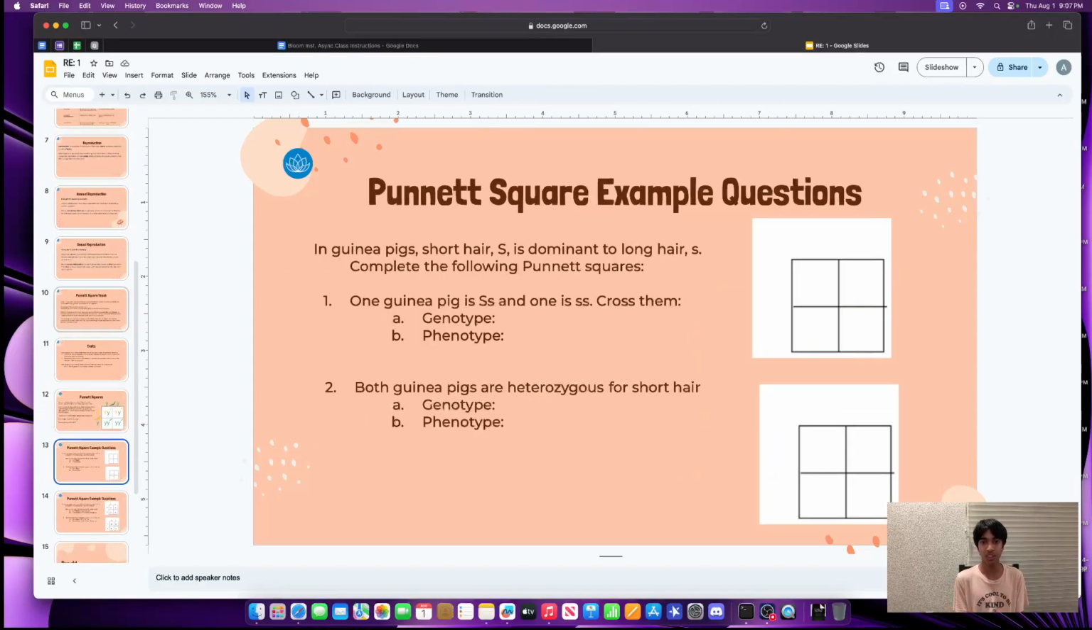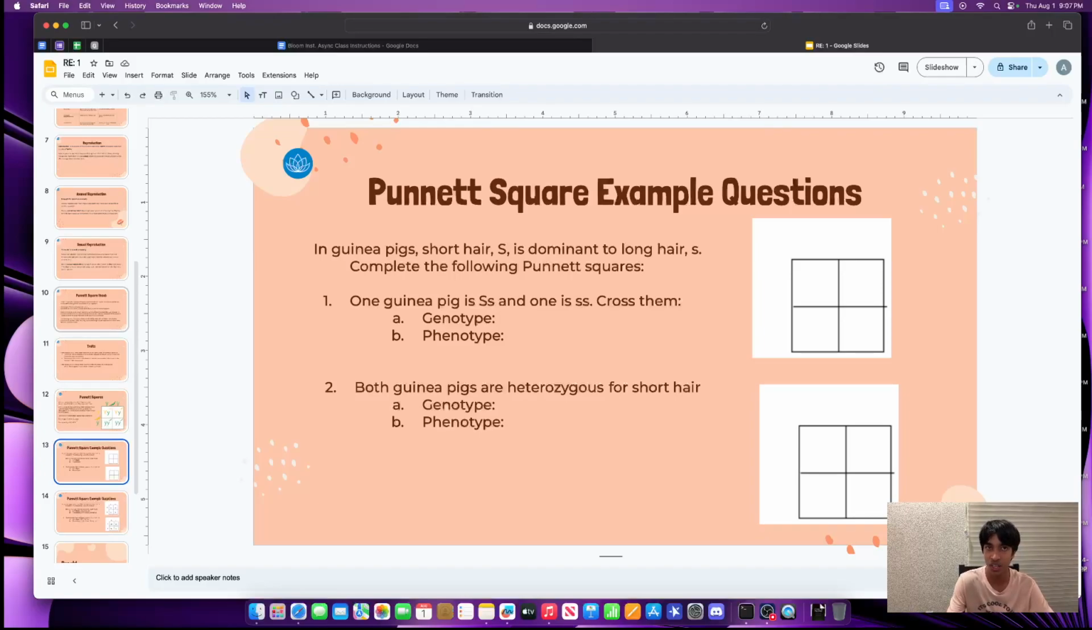So here are some Punnett square example questions. In guinea pigs, short hair, uppercase S, is dominant to long hair, lowercase s, which is recessive. Complete these following Punnett squares. You can maybe do this on your paper. One guinea pig is uppercase S, lowercase s, and one is lowercase s, lowercase s. Cross them and see the genotypes and phenotypes.